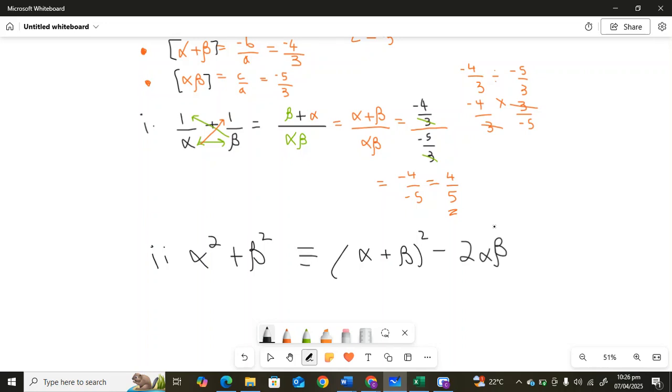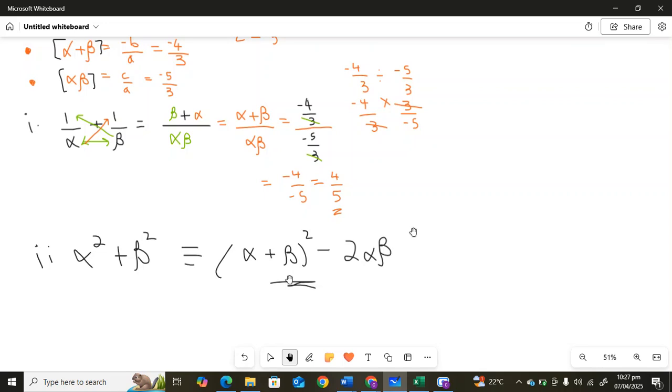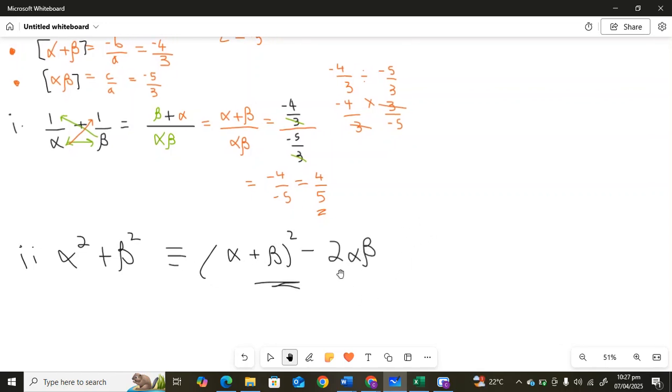Obviously, your question is, sir, how did that come about? How did you get this expression here? In the exams, you don't need to show how you got this expression. This is an identity, meaning alpha squared plus beta squared is the same as alpha plus beta squared minus 2 alpha beta. So let me just illustrate how we got this expression here.